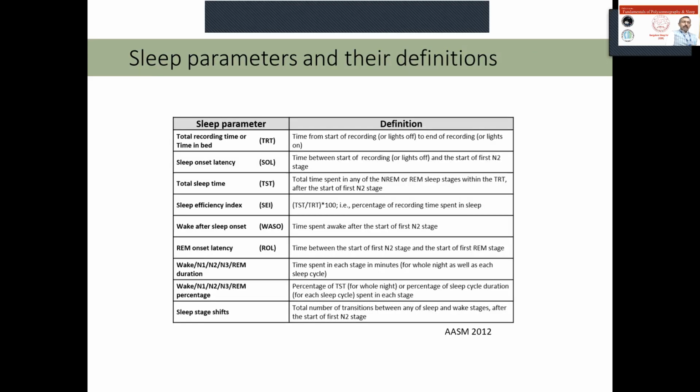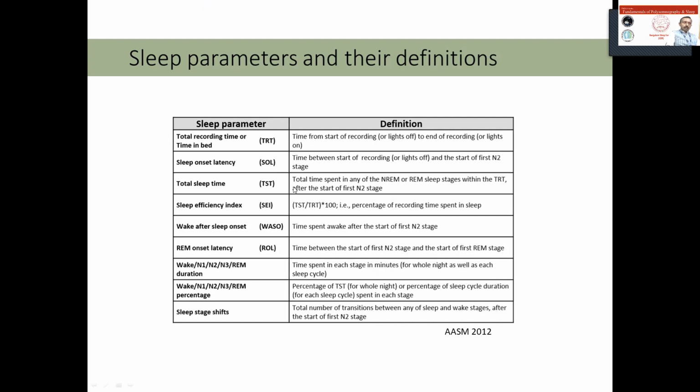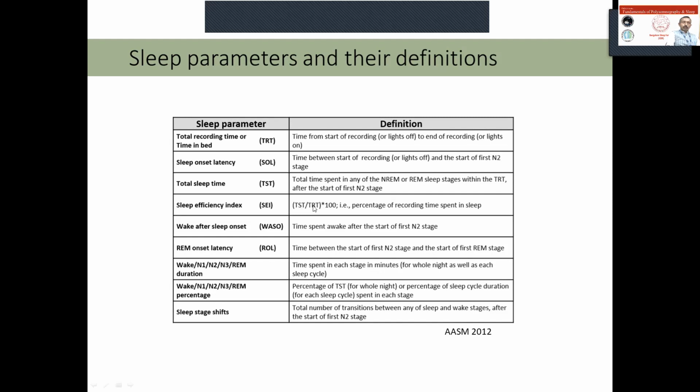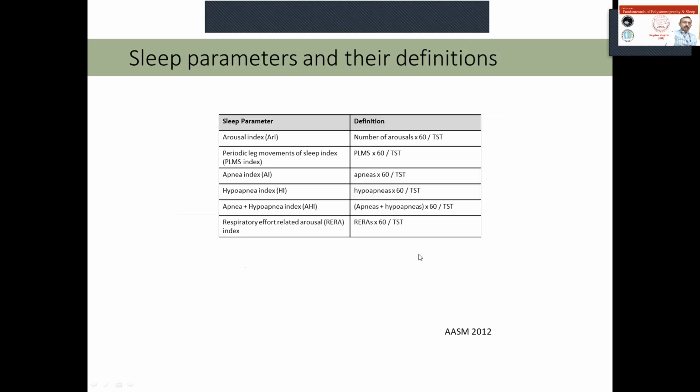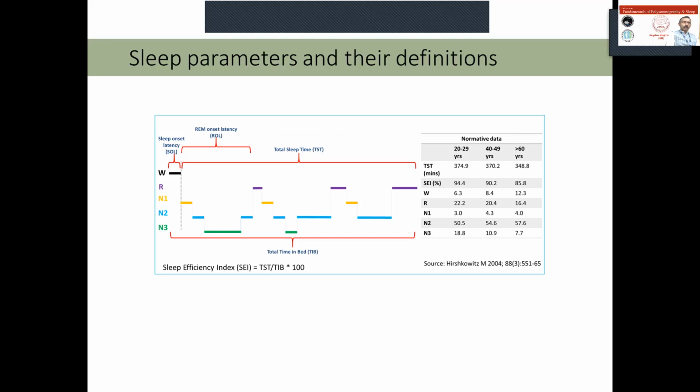So these are the standard parameters recommended by ASM, of which one is: out of the total recording time, how much time did you sleep? That is the sleep efficiency index. Besides sleep measures, you can also look at arousals and others, which will be described in more detail tomorrow during the OSA presentation. Normative data suggests that across age, the total sleep time decreases.